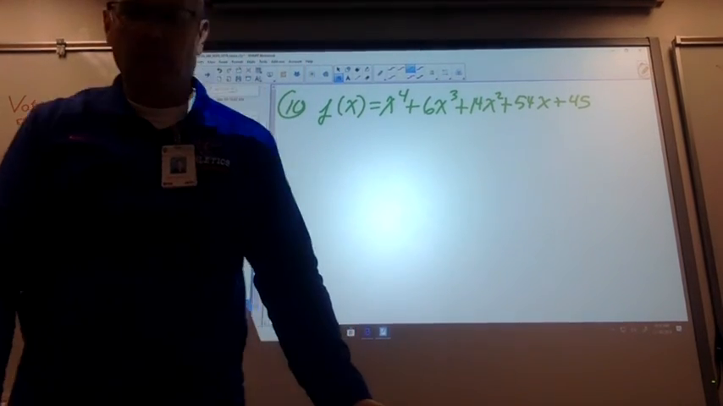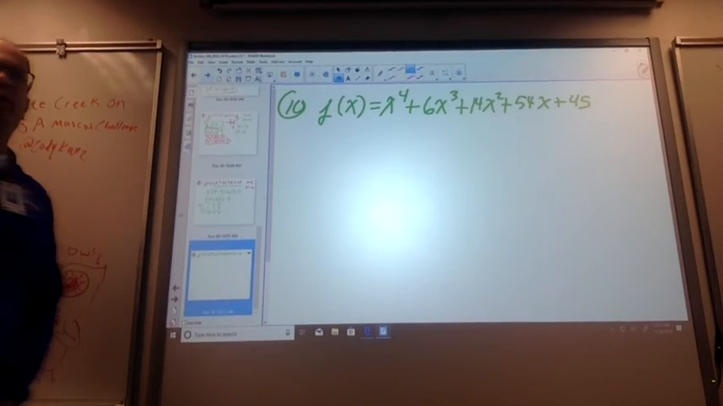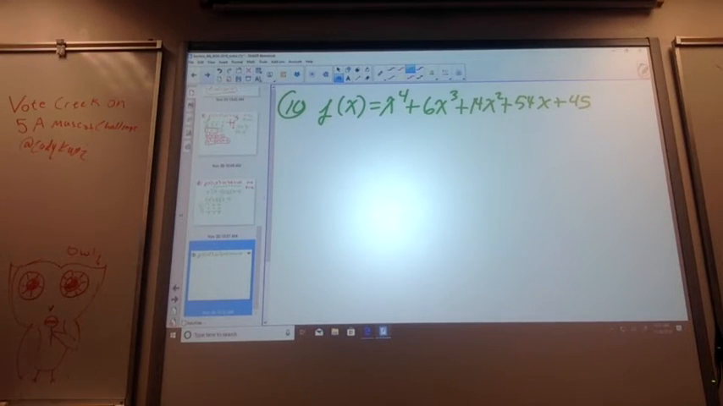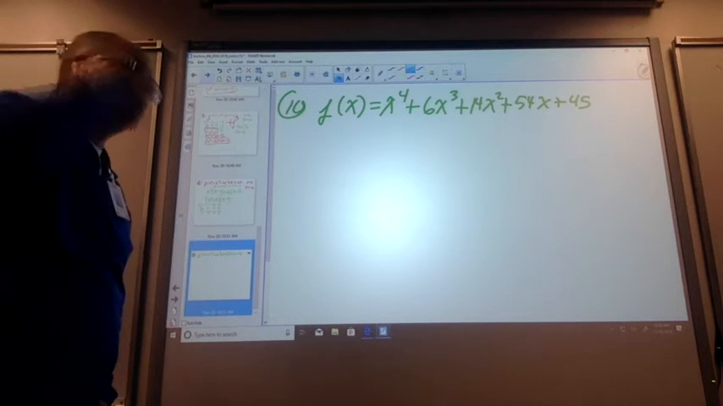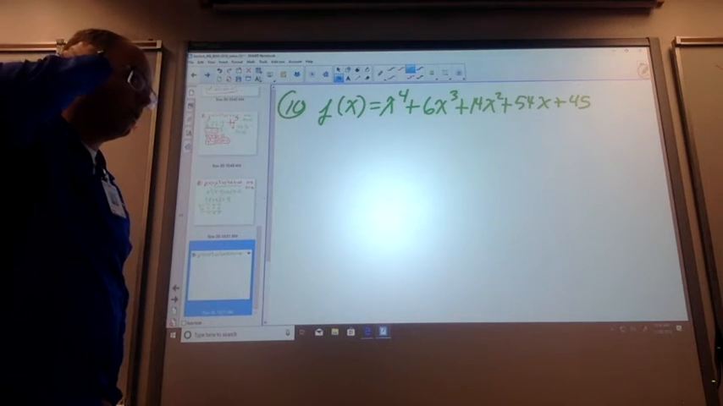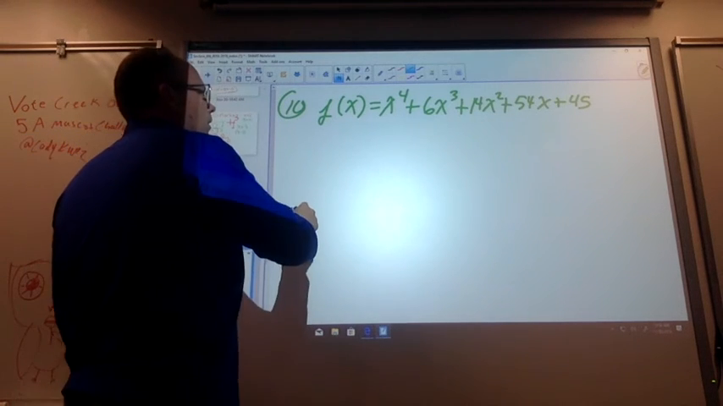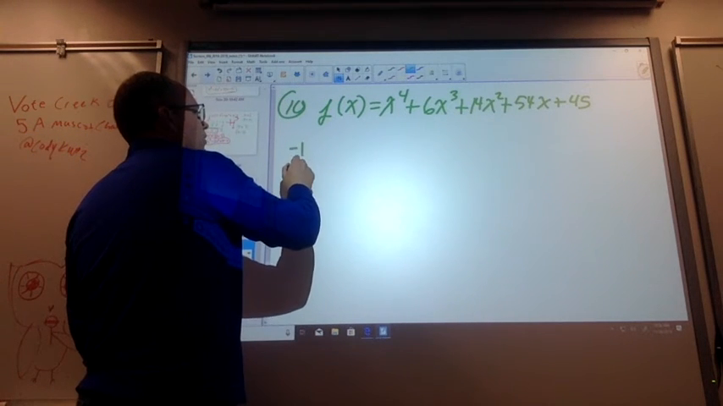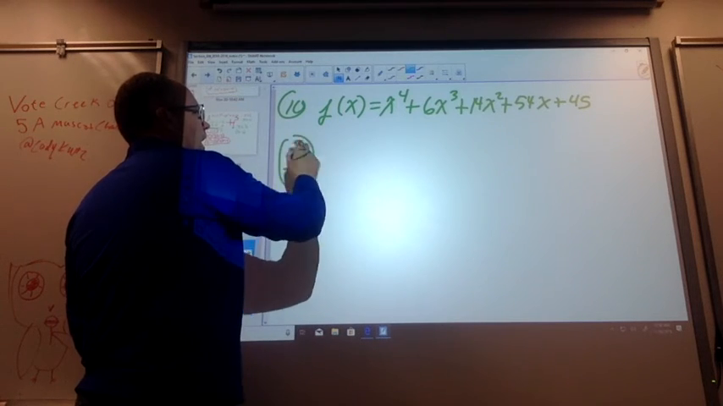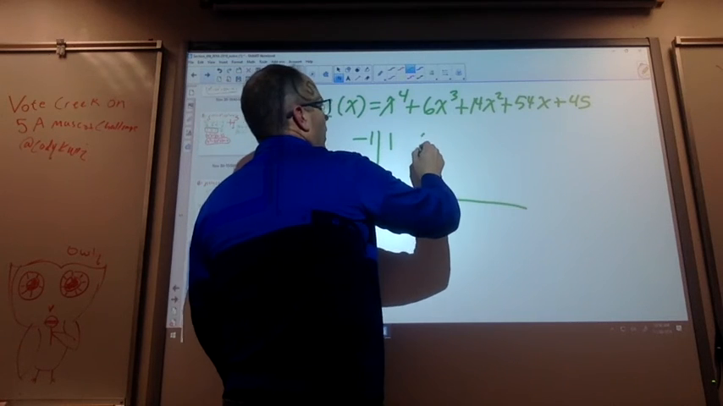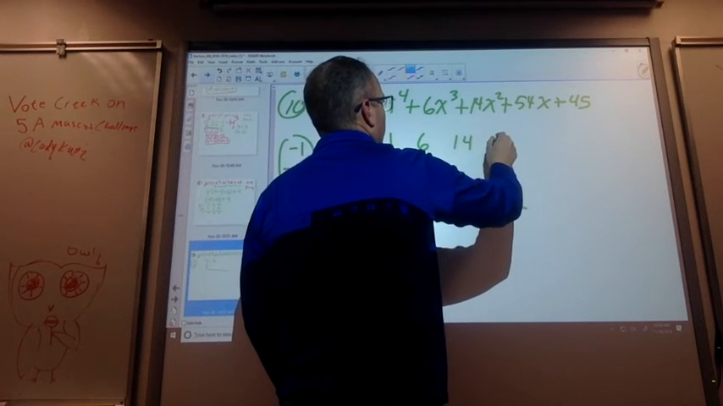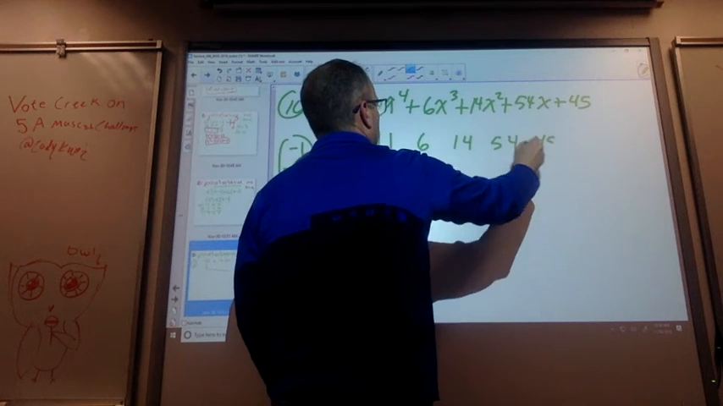Can you see any of the places it crosses the x-axis on your graphing calculator? Negative 1 and negative 5, it's crossing. So that's 4th degree, so synthetically divide. I got 1, I have a 6, I have a 14, I have a 54, and I have a 45.